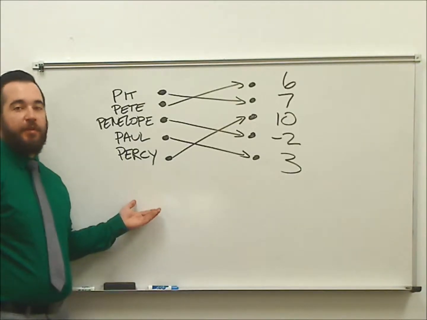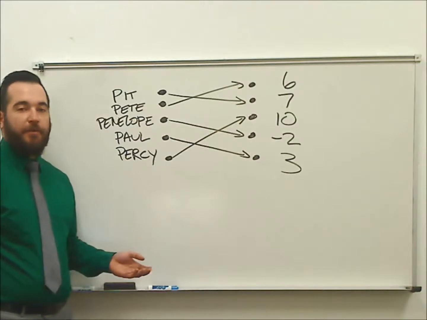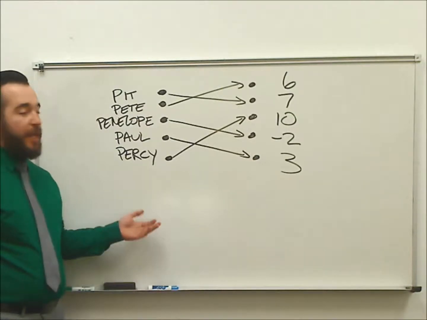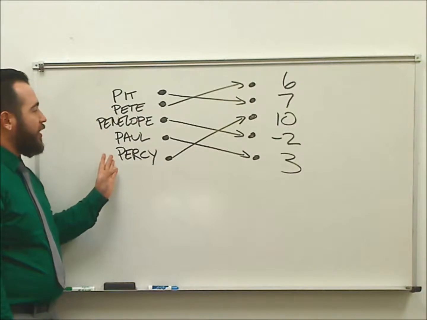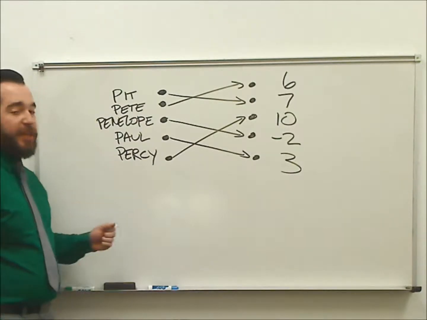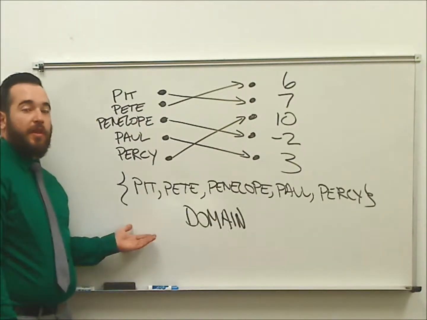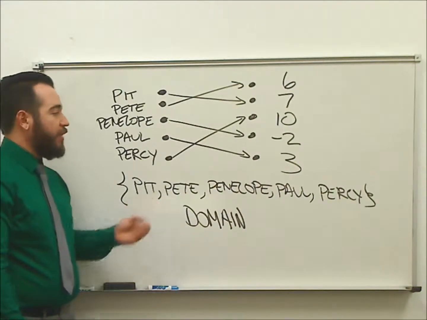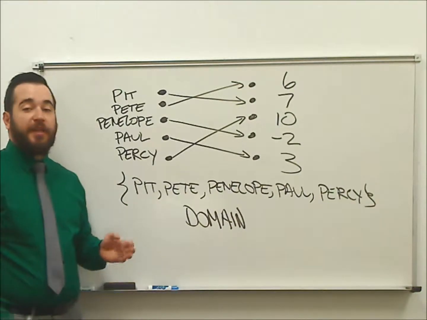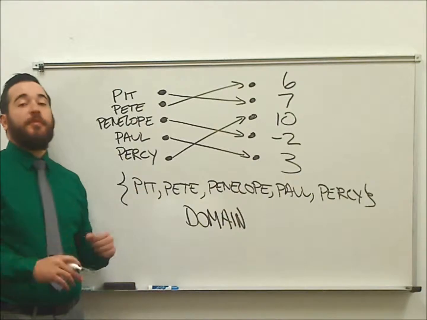So here's an example. Remember our arrow graphs from before? In this case, the domain would be the set of all these names. So it would be a set that looks like this. There's our domain: Pitt, Pete, Penelope, Paul, and Percy. The set that contains all our inputs is the domain.